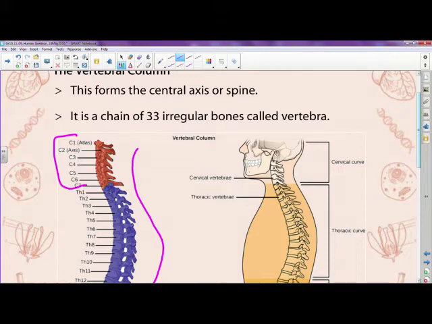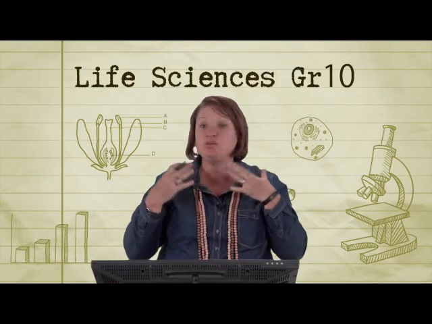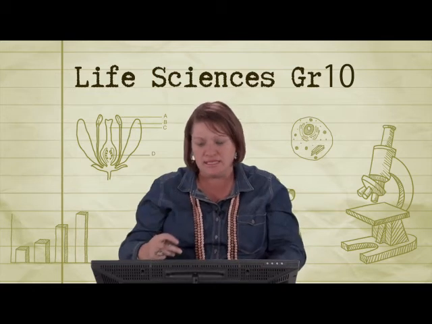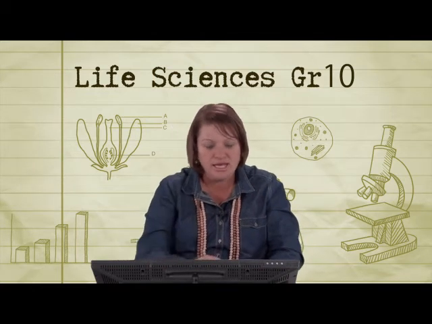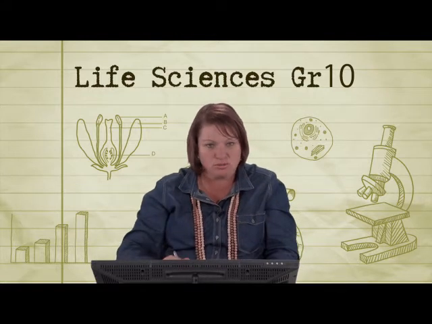So from the skull in your neck region, if you have a look at them, they are small. They are very small because what do we need? We need mobility. We don't want something that's heavy. We want to be able to move our neck nice and easy. And that is called the cervical vertebra. There we go, the cervical vertebra.